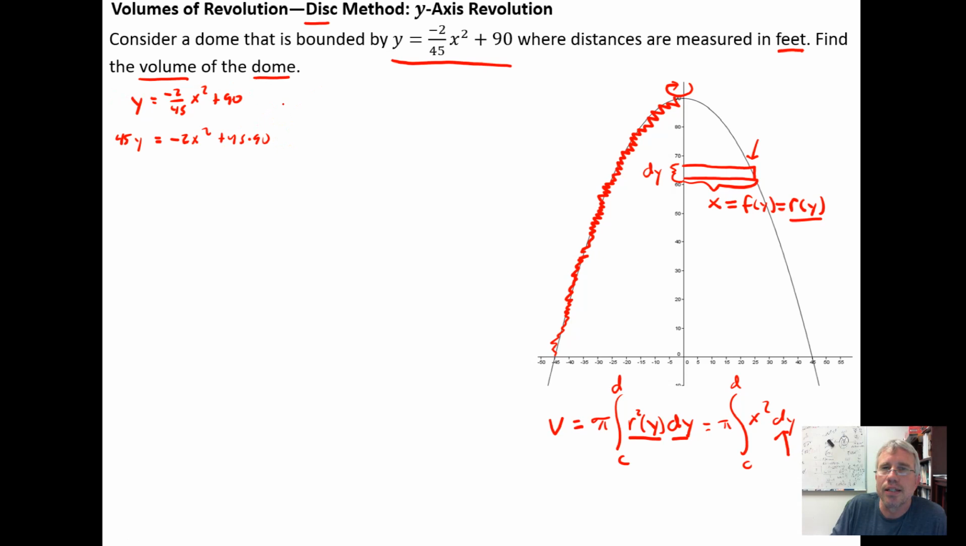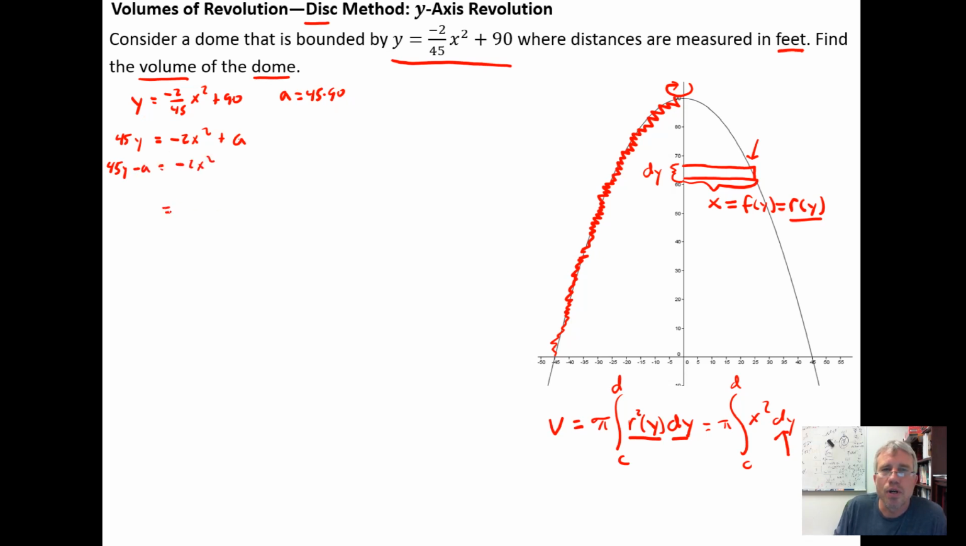And let's let a equal 45 times 90, so that we don't have to drag this number around with us. So I'm going to replace this 45 times 90 with the letter a, so I have something simpler to work with. Then we're going to subtract a, which is just 45 times 90, from both sides. And that'll give me 45y minus a equals negative 2x squared.